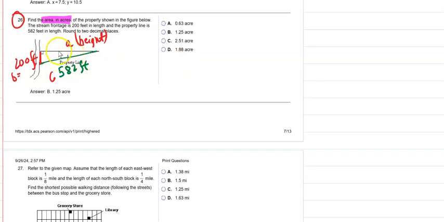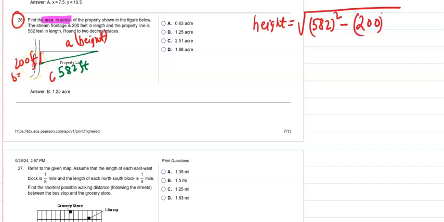This is the A, which is the height, and the height equals the square root of the hypotenuse, which is 582 squared, minus one of the legs, which is 200 squared. So this is the height. That's how you do the Pythagorean theorem using the formula.